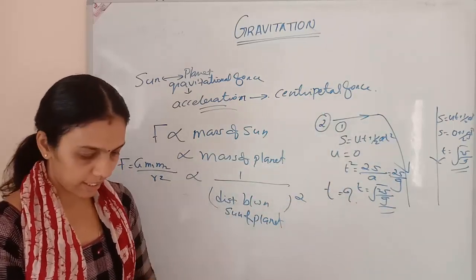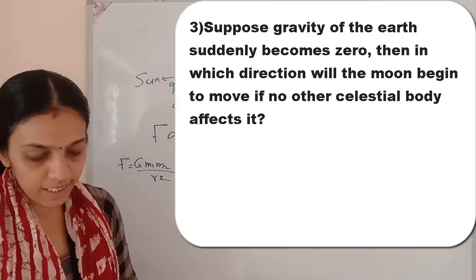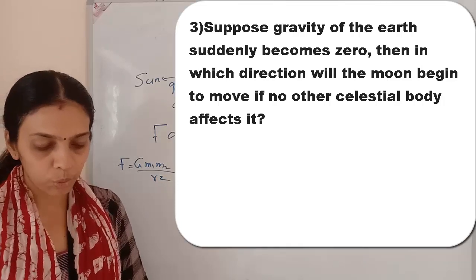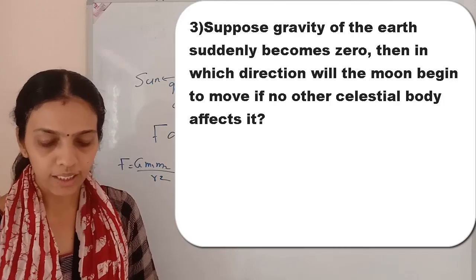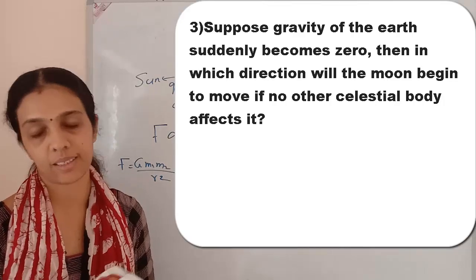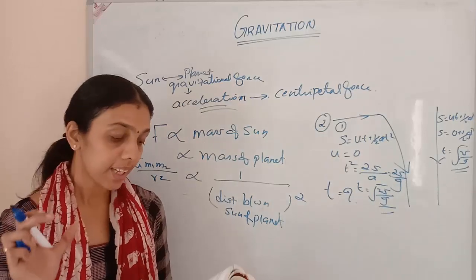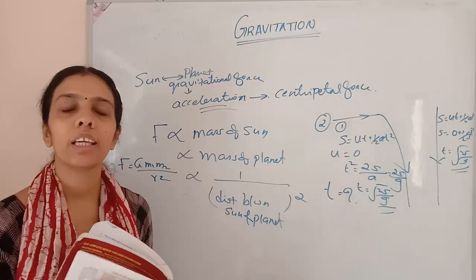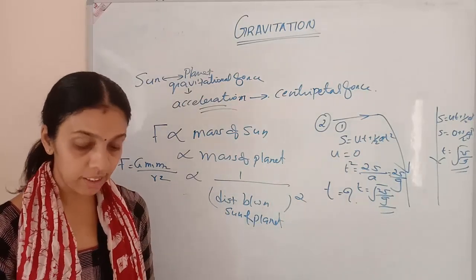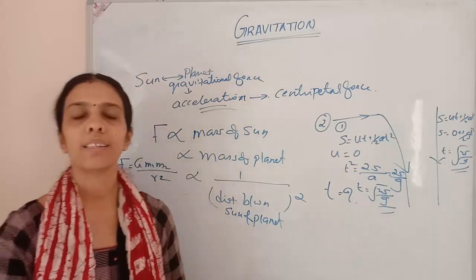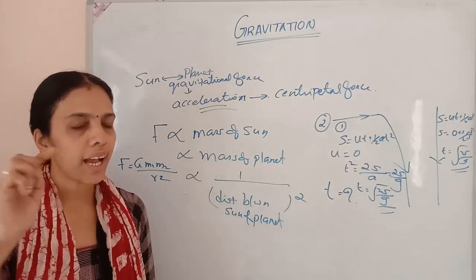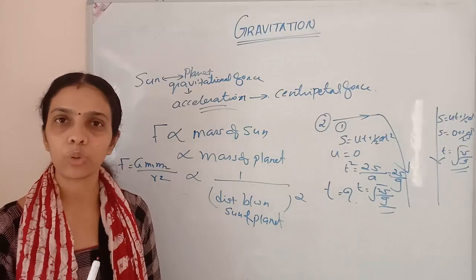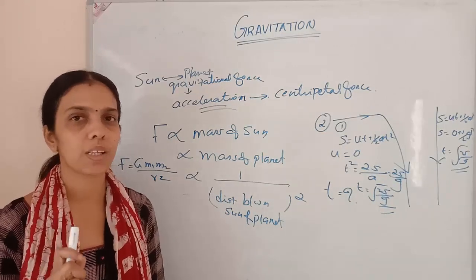Okay, clear? So the next one is, suppose the gravity of the earth suddenly becomes 0, then in which direction will the moon begin to move if no other celestial body affects it? See, if the gravity of the earth suddenly becomes 0, in which direction will the moon begin to move, if no other forces are acting? The moon and earth have a force of attraction, but that gravitational force suddenly comes to 0. That means suddenly the force is not there.